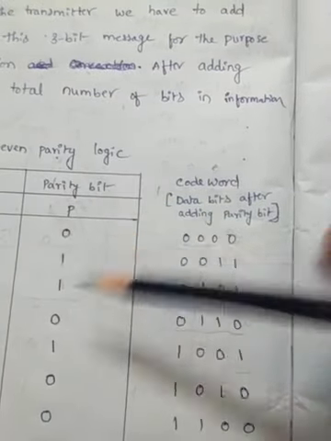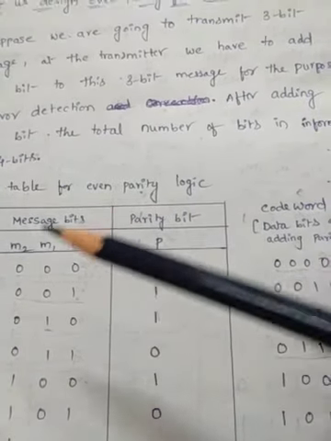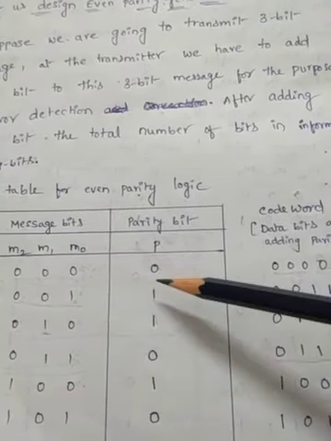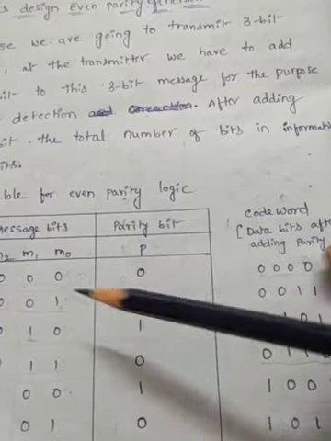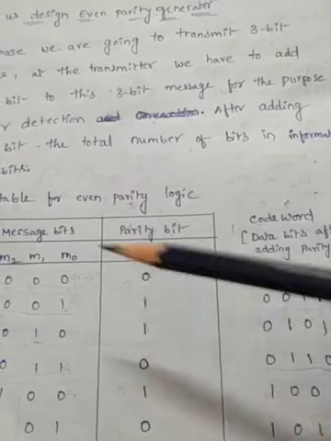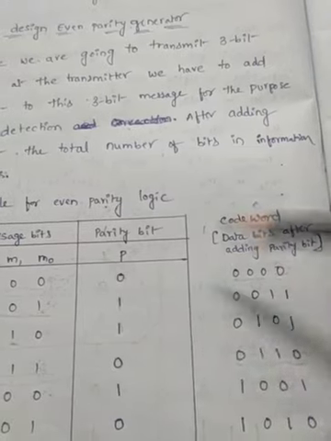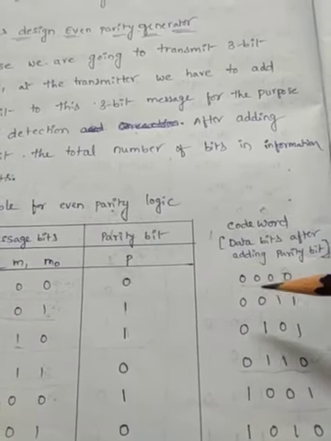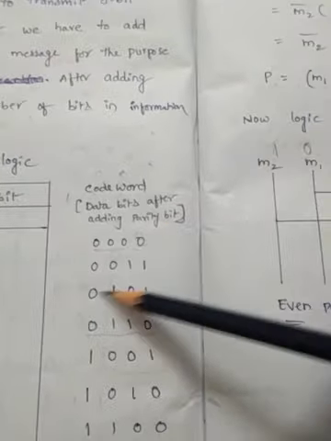In the case of odd parity, it is opposite. In case of odd parity logic, if there is an odd number of ones in the message bits, then the parity bit is 0. If there is an even number of ones in the message bits, then the parity bit is 1, in order to make the total number of ones in the code word odd. So in odd parity logic it is different, and in even parity the code word must contain an even number of ones. So this is about the even parity generator.